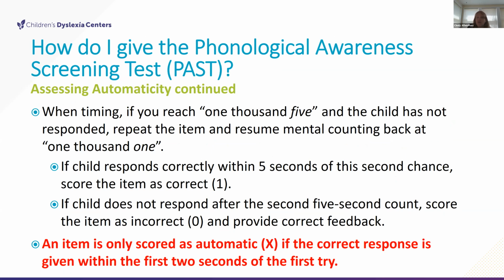When you're timing, if you reach 1005 and the child has not responded, you can repeat the item. But you want to go back and resume your counting at 1001. If the child responds correctly within 5 seconds of the second chance, you can score them with a 1, meaning they were correct. If the child does not respond after the second 5-second count, score the item as incorrect and provide correct feedback. An item is only scored as automatic if they get it within the two seconds of the first time you give the item. Any other time, you're going to be marking it either as just correct or incorrect.